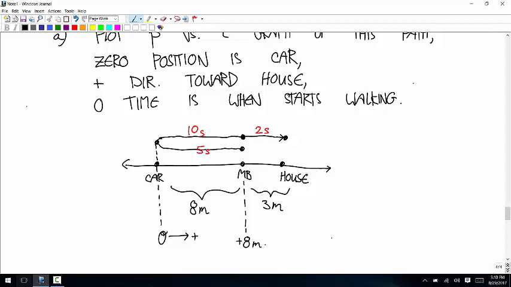And if the house is 3 more meters in the positive direction, what's the numeric value at the house? 11, yep. Positive 11. So what we know so far, we haven't dealt with the 0 time yet, but we know that the man starts at position 8. You see that? And then he goes to position 0, and then he goes back to position 8, and then he goes to position 11. Anybody have any questions about that?